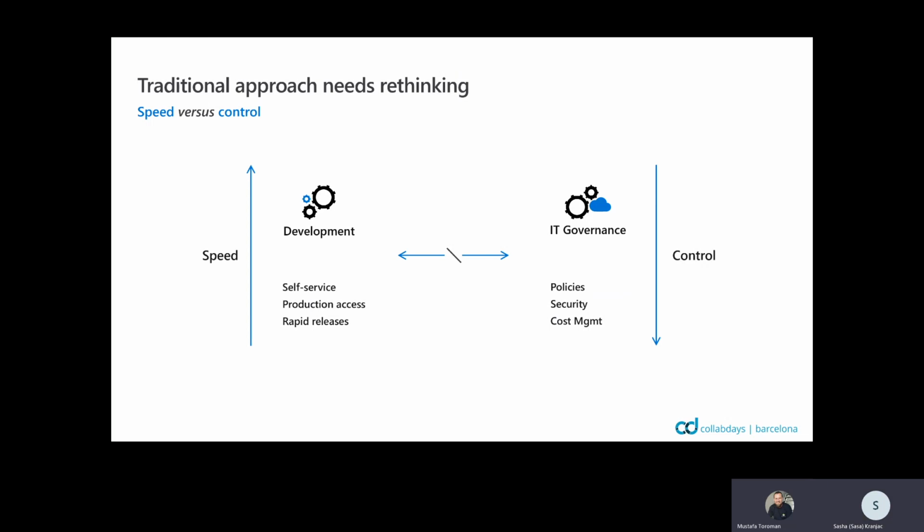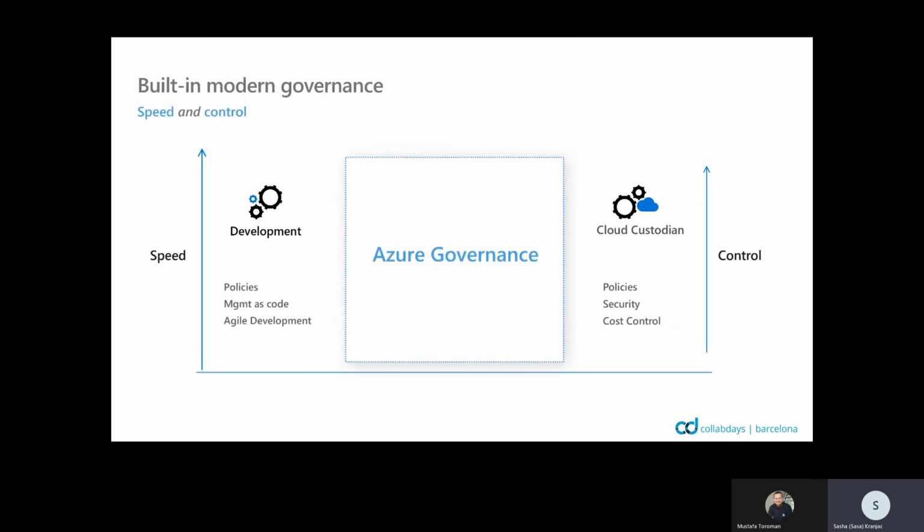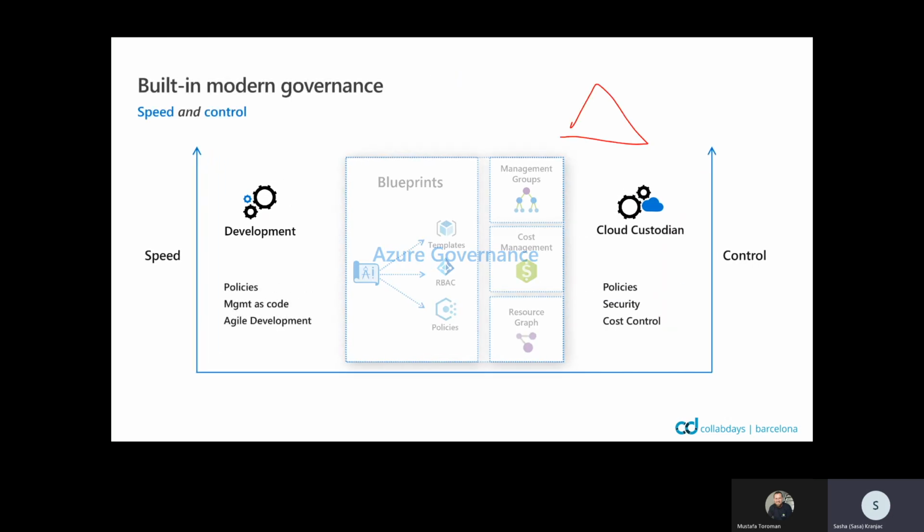Exactly, and I would just like to jump in. Mustafa, it's like the triangle. You have the speed, you have the cost, and you have the governance, and you can't have all three of them, of course. Don't you agree with that?